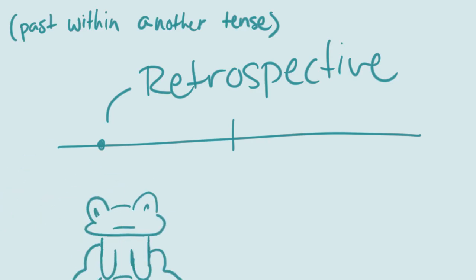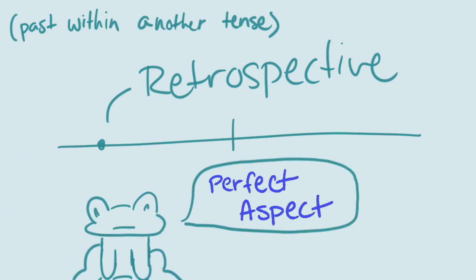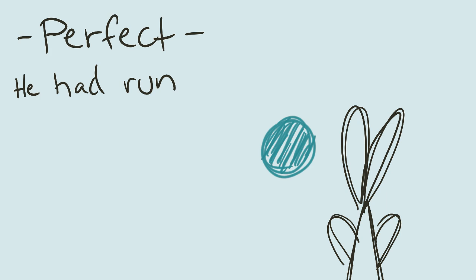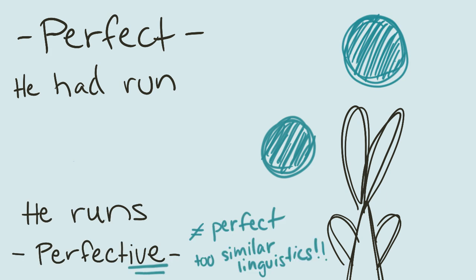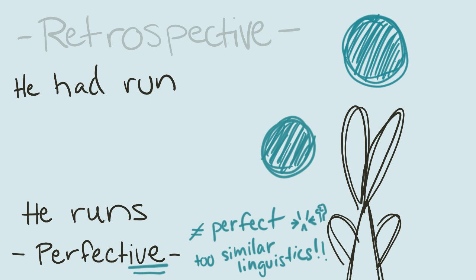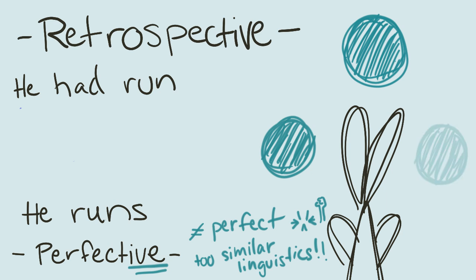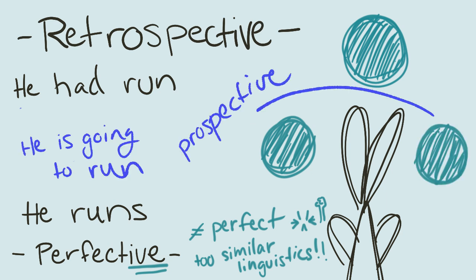Also, as a side note, because I think it's important to point out, earlier when we were talking about retrospective, we also said it's more commonly referred to as perfect aspect. Perfect aspect, however, is not the same thing as perfective aspect, which is why I've been calling it retrospective, especially because of the contrast it has with prospective.